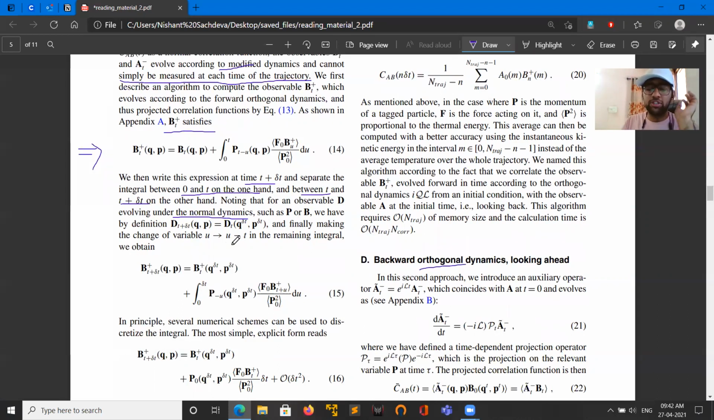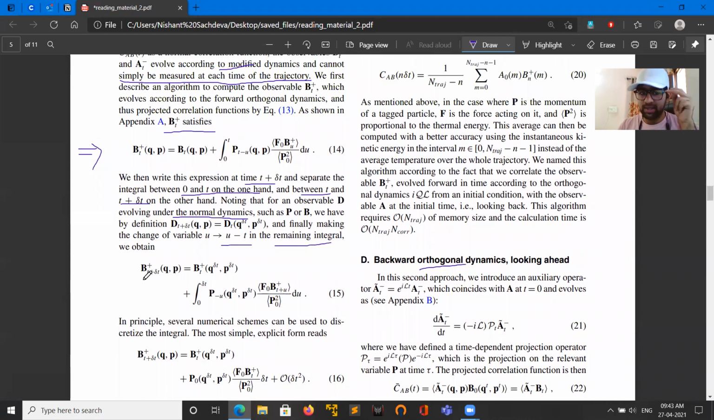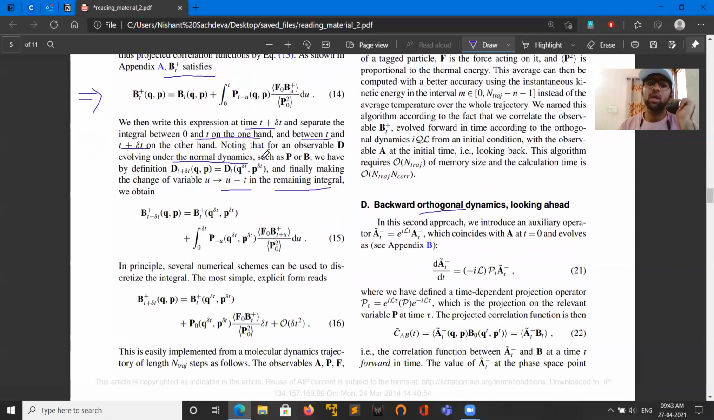And finally, we make the change of variable U to U minus T in the remaining integral. Once we do all that, so once we change U to U minus T, we obtain B of T, B plus of T plus delta T, Q of P is BT plus Q of delta T, P of delta T plus 0 to delta T of P of minus U. So T minus U becomes minus U when we put U as U minus T. So P of minus U, Q of delta T, P of delta T into average of F naught P of B plus of T plus U divided by average of P naught square.